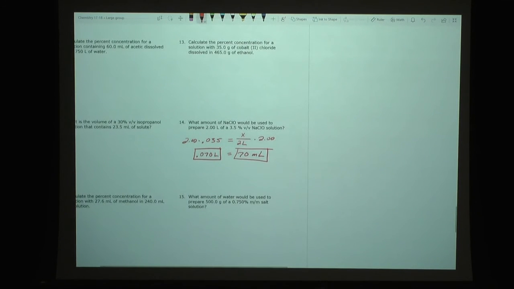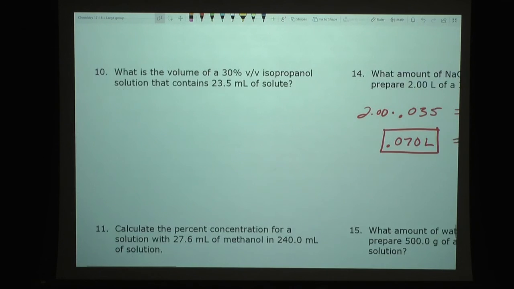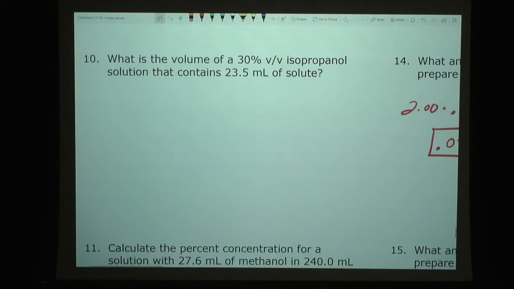Because I know there's a few people that struggle with the way that number 10 was set up when we're doing some of our K2 expressions. What is the volume of a 30% volume per volume isopropanol solution that contains 23.5 milliliters of solute? So my percentage here is 0.30. Now, my solute is 23.5 mils. We don't know the volume of the solution, so we're going to make that X.